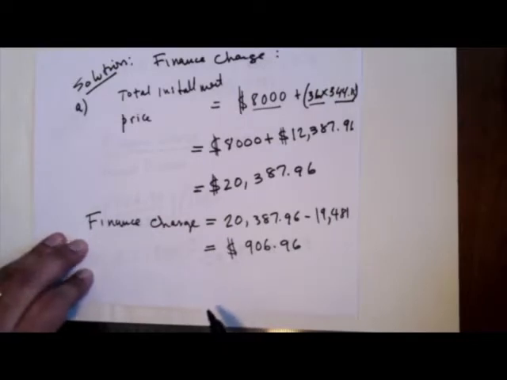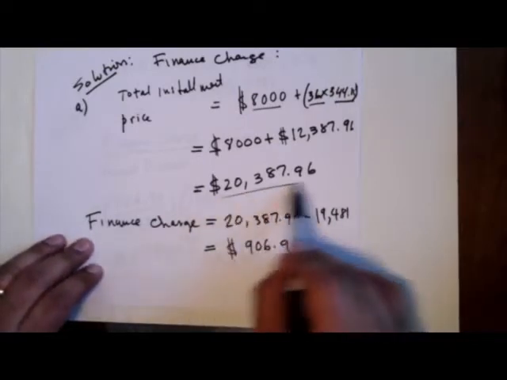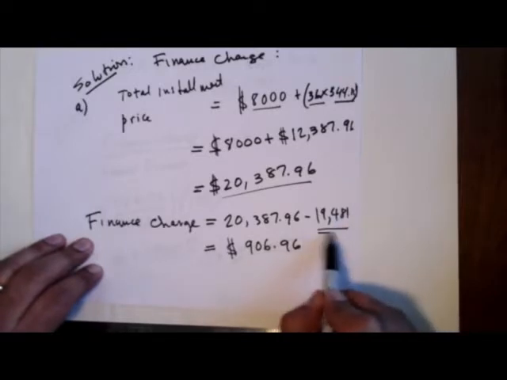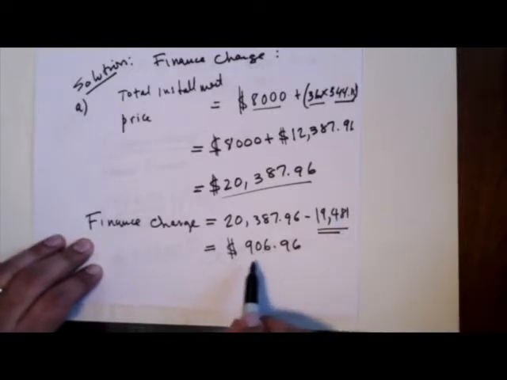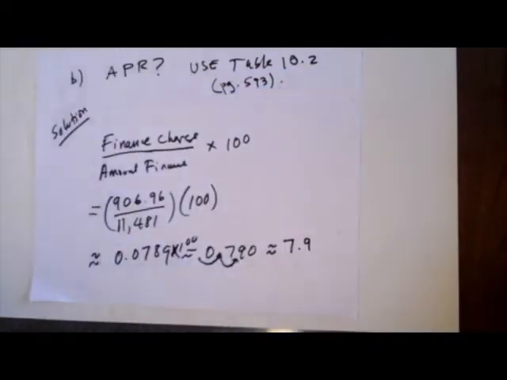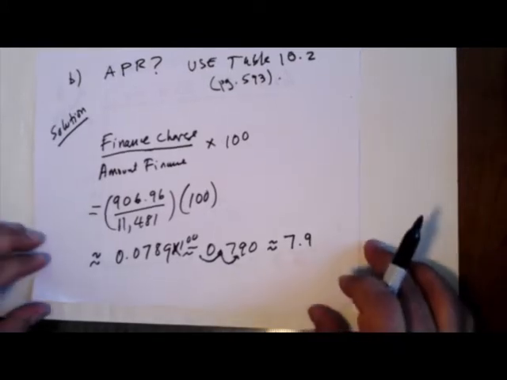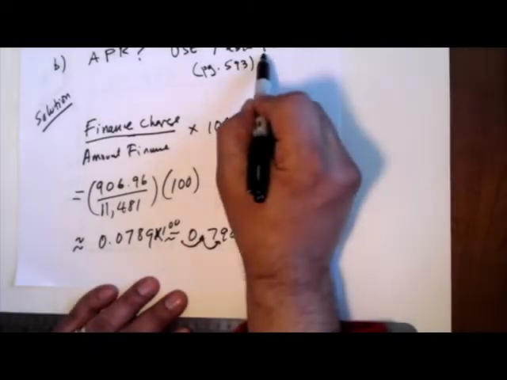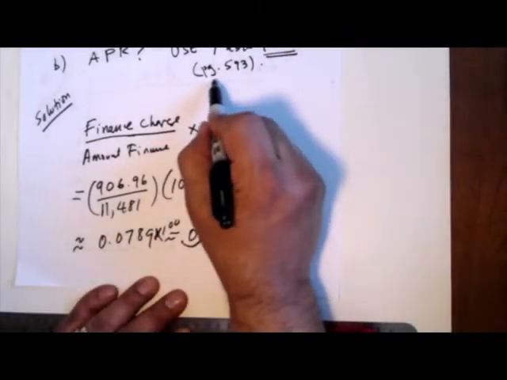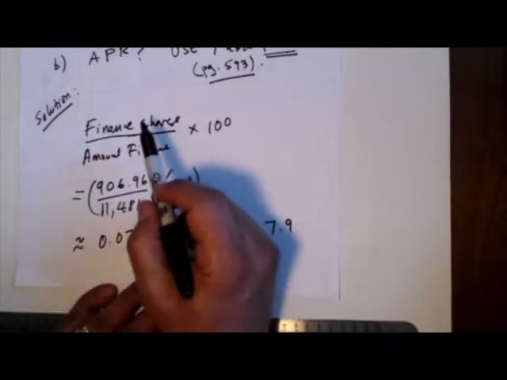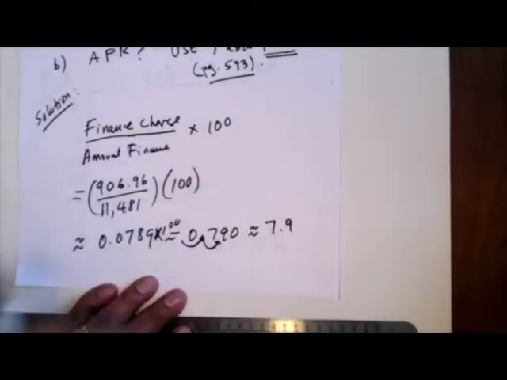The finance charge then is going to be this number minus the total cost of the car. So basically, the finance charge is $906.96. What is the APR? In order to calculate this, we are going to need to use table 10.2. You have to go back to page 593. And in the solution, we need to figure out what is the percentage of the finance charge to the amount financed.